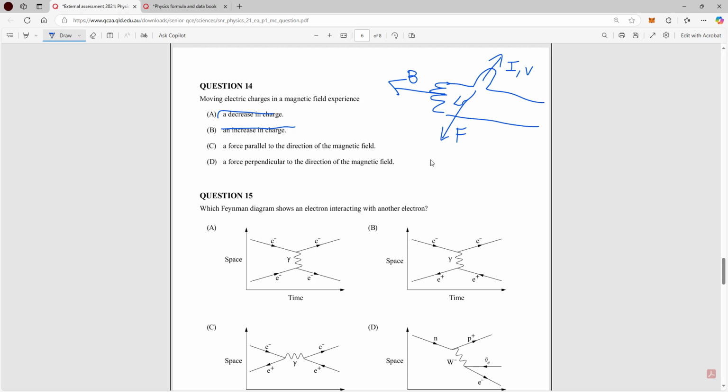So here we need the best description of that. So the force is parallel to the direction. That's incorrect because of the right hand rule. The force is perpendicular to the direction. That is correct via the right hand rule. So straight away I think D is the correct answer, okay?